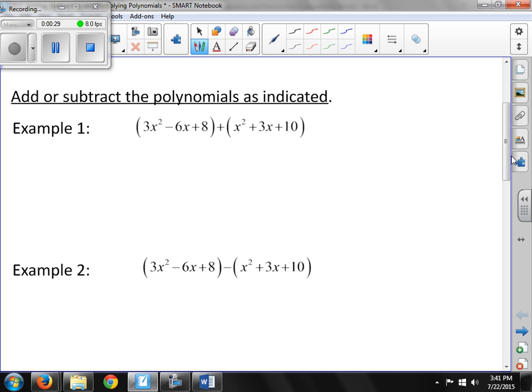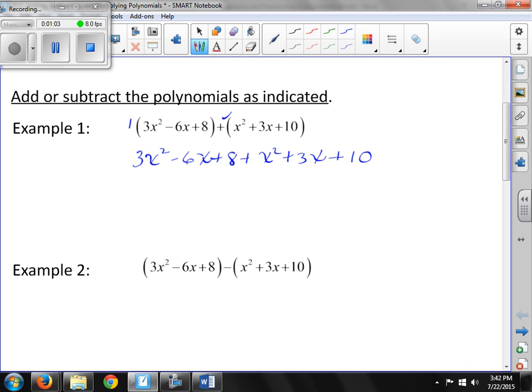Add or subtract the polynomial as indicated. So the first thing we'll do is eliminate the parentheses. There's not anything out here to multiply or distribute with the parentheses, so it's like distributing a 1, or we can simply take them off. 3x squared minus 6x plus 8. And there's nothing out in the front of this one to multiply, so we can simply take the parentheses off. It's like distributing 1.